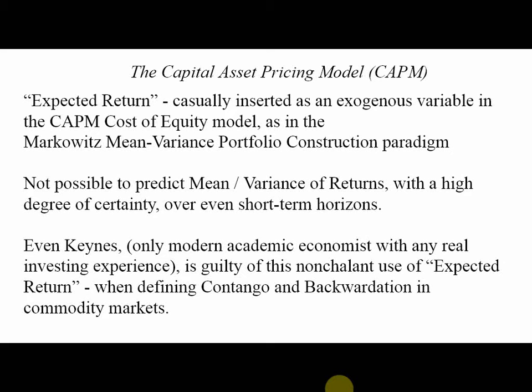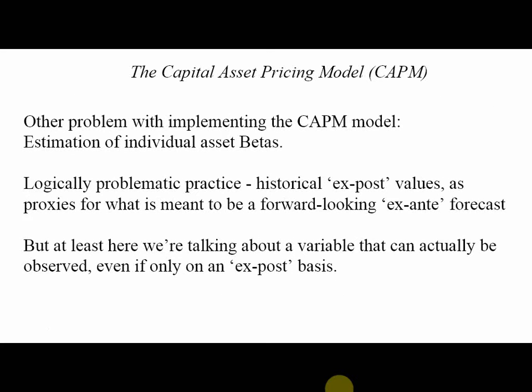Okay, so even Keynes, this is a problem in theoretical finance and economics. Even Maynard Keynes, the only academic economist to have actually successfully managed an equity fund, a very successful fund manager for a couple of Oxford colleges. But even he, when he defines contango and backwardation in commodity markets, uses this concept of expected return. According to me, this concept should be banned from theoretical finance. The most asinine concept I've ever heard of, but it should be banned from theoretical finance. Okay?